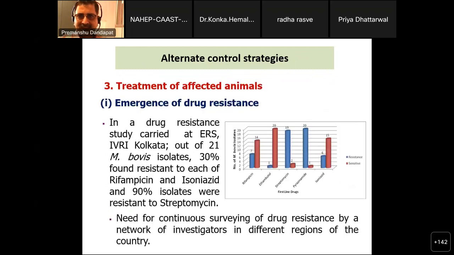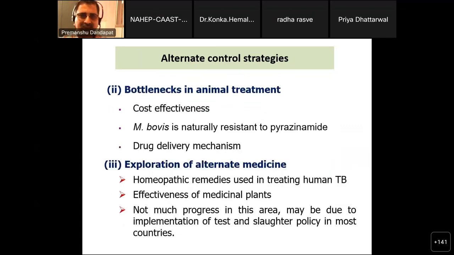Treatment is an option, but the cost of treatment will be a few times more than the cost of the animal. But yes, for endangered animals like lion, tiger, or so many other endangered animals, treatment can be done. I have done a very small study on MTBC strains here, and I found most of the strains are resistant to streptomycin, and very few are resistant to isoniazid or rifampicin. Only one strain I found MDR. So treatment, sometimes it's cost effective.